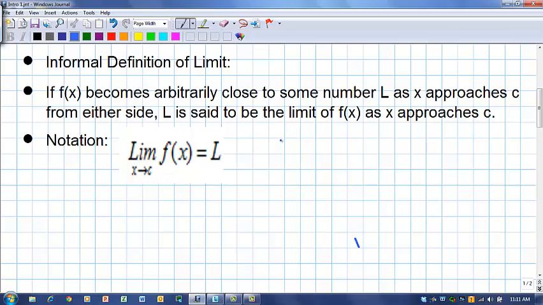So in our example, we would have the limit as x approaches 1 of the function x cubed minus 1 over x minus 1 is equal to 3.